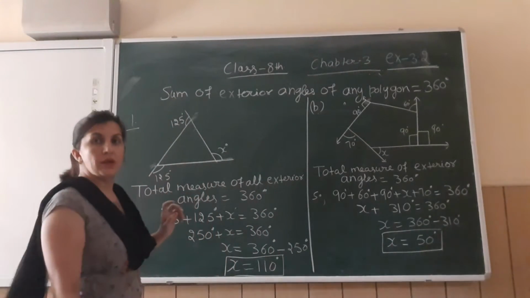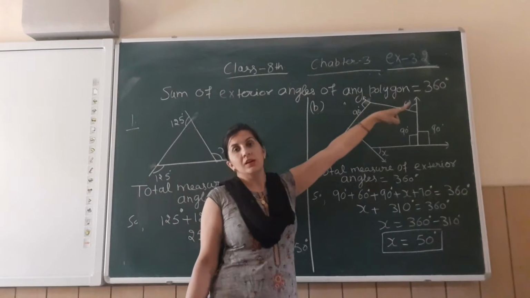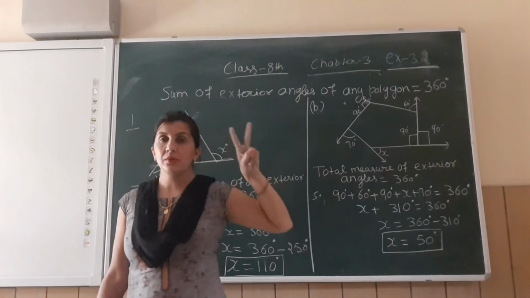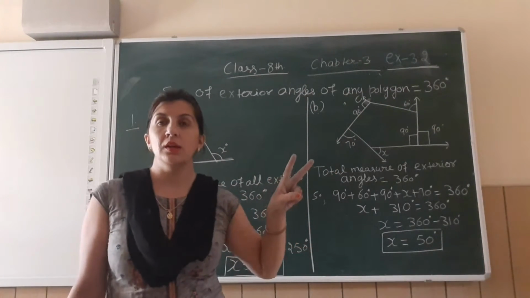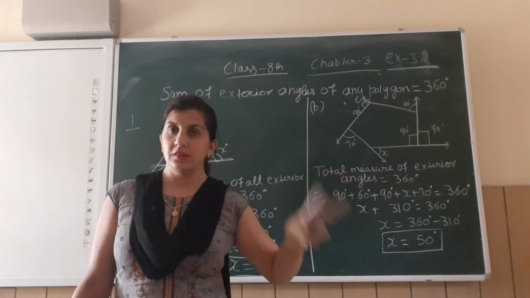Then there is a property. The sum of the exterior angles of any polygon is 360 degrees. Always remember, if we take any polygon, the sum of all its exterior angles will be 360 degrees.